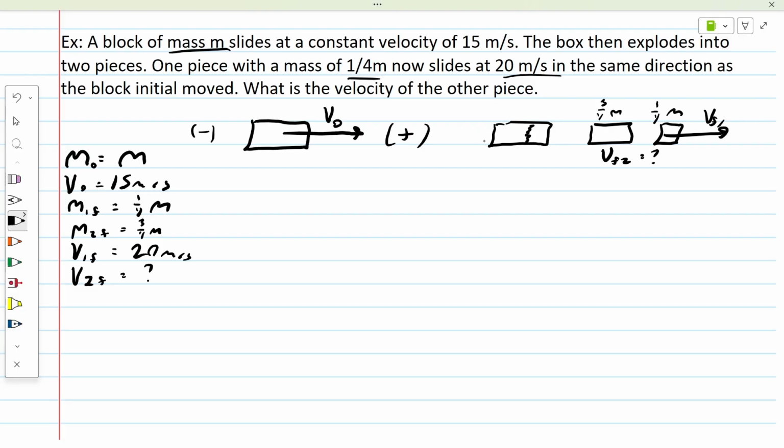Okay, so now we have to find the velocity of the other piece. So we know we can use conservation of momentum since it's a constant velocity, no net force.